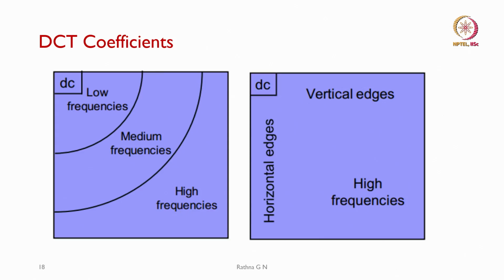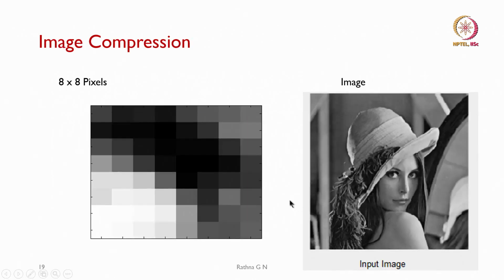And then when we are looking at some of the edges, we want to put them in the frequency domain, that is, in the DCT coefficients. So, we will have the DCT, and the vertical edges are represented in the horizontal coefficients, whereas the horizontal edges are represented column-wise, and all these are high frequencies. So, coming to image compression, you will see that it is 8 by 8 pixels.